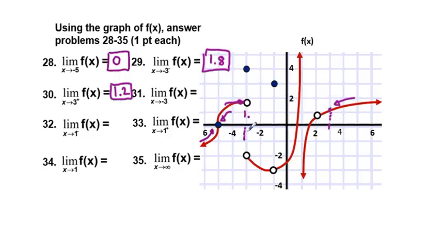Problem 31, the limit as x approaches -3 of f of x. So we go back to -3 here. Well, the limit from the left side is 1.8. It's determined up here in problem 29, but the limit from the right side is going to be -2. And so those limits are not the same from the left and from the right. So that limit as x approaches -3 of f of x does not exist.